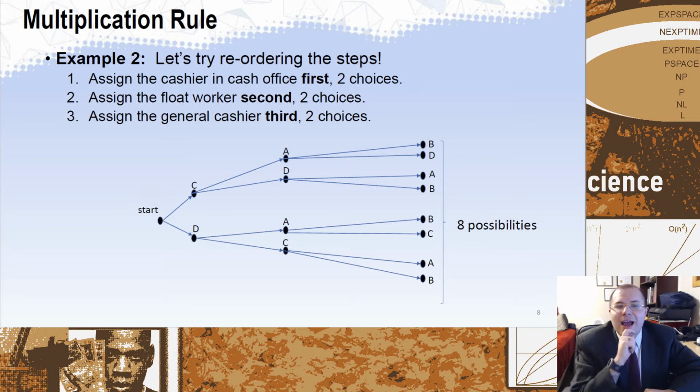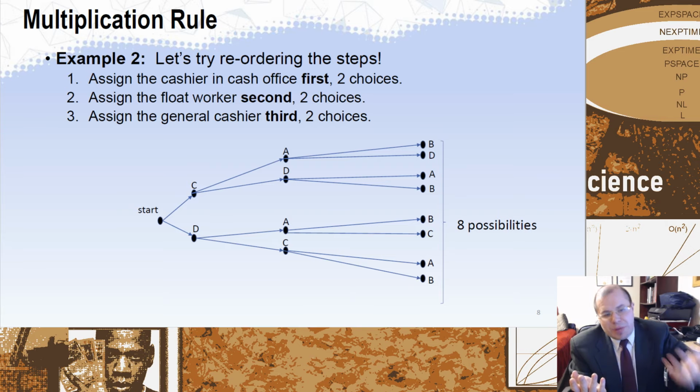Now remember, Bob cannot be a float worker. So that means if I pick 1, Charlie or Drake, that means that it must be Alice and whichever worker was not picked out of Charlie or Drake to be a float worker. So there's two choices, right?